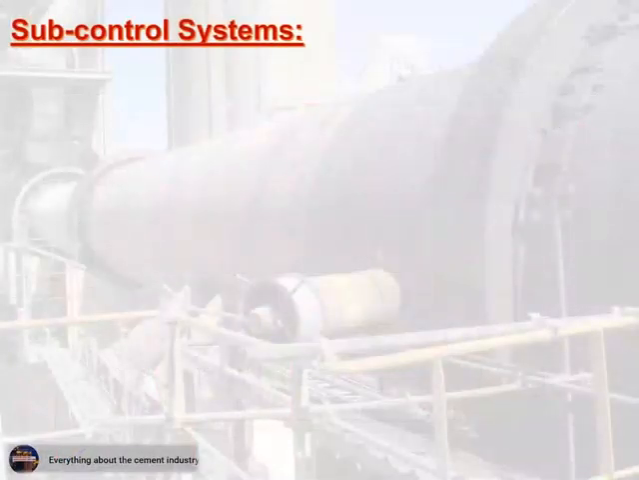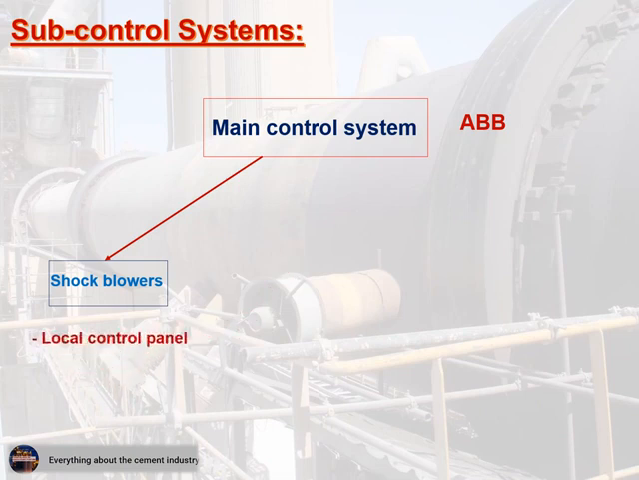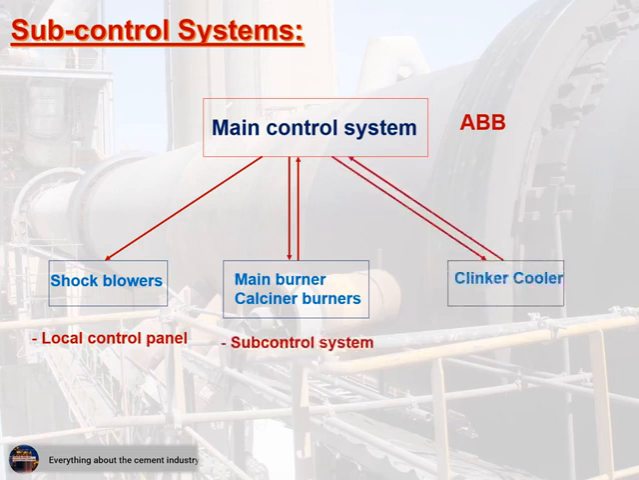Sub-control systems. Main control system from company ABB. Shock blowers. Local control panel, main burner and calciner burners. Sub-control system, clinker cooler. Process control system Siemens S7.